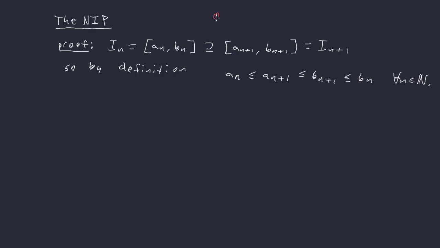So if this is your I_n, then I_{n+1} is something like there. Now they could overlap, but here's your a_{n+1}, and then here's your b_{n+1} and your b_n. Okay, so this is true for all n.